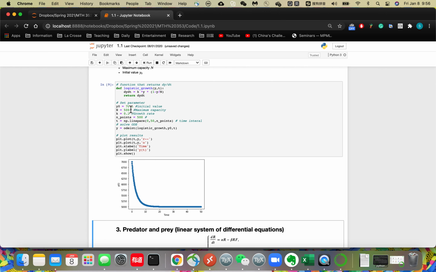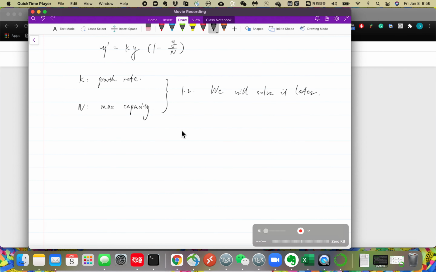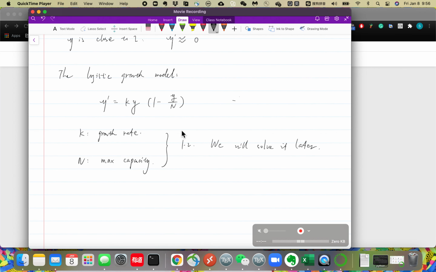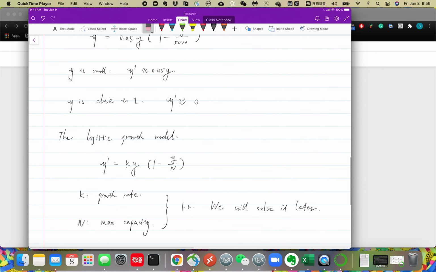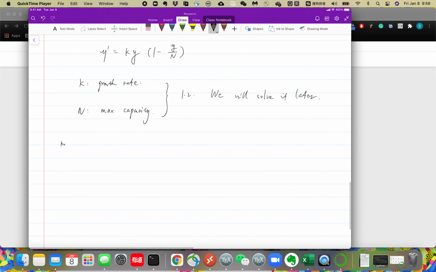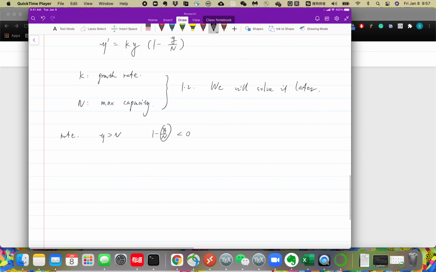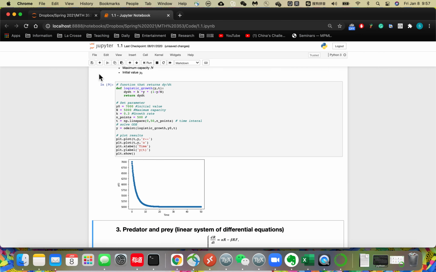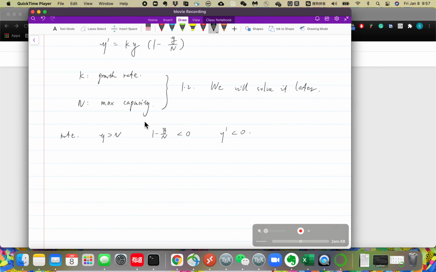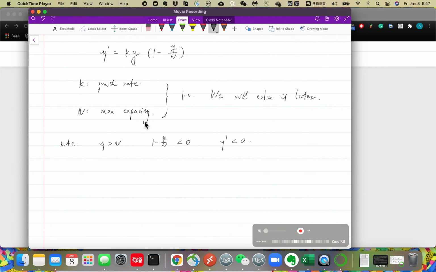Reflecting on the former, what you can see is when y is big, this 1 minus y over n. So let me write it here. Some note. When y is bigger than n, 1 minus y over n is less than 0. The whole thing here is bigger than 1 now. Then the whole y prime is going to be negative. So beautifully, this one actually included all the possible cases. You start below the capacity, you start above the capacity. The same model can actually model it. So that's nice.